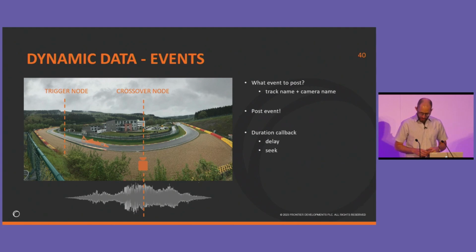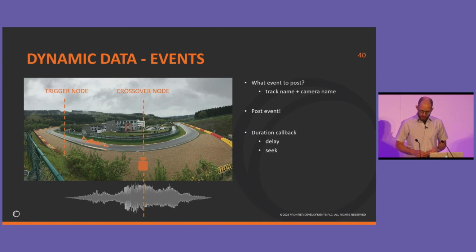So we now have certainly a better idea on when to post the event. We just need to figure out what event to post. This is quite a lot simpler. It's really just the track name concatenated with the camera name. And that gives us a unique event for each camera, which we've populated with appropriate samples in the Y structure.